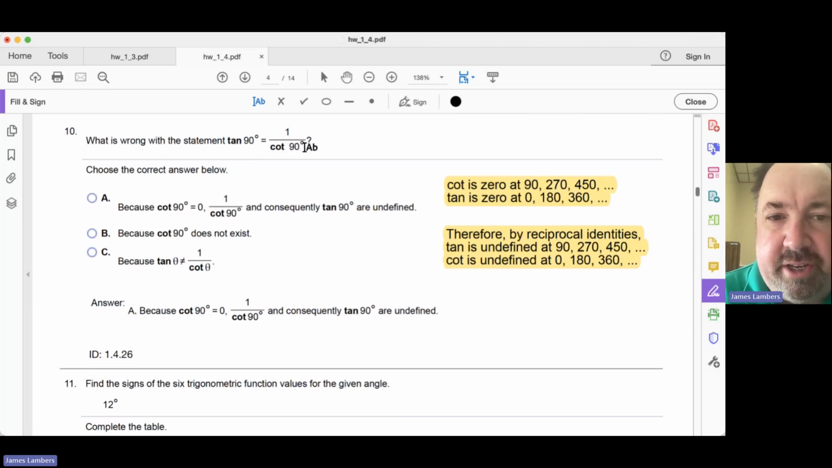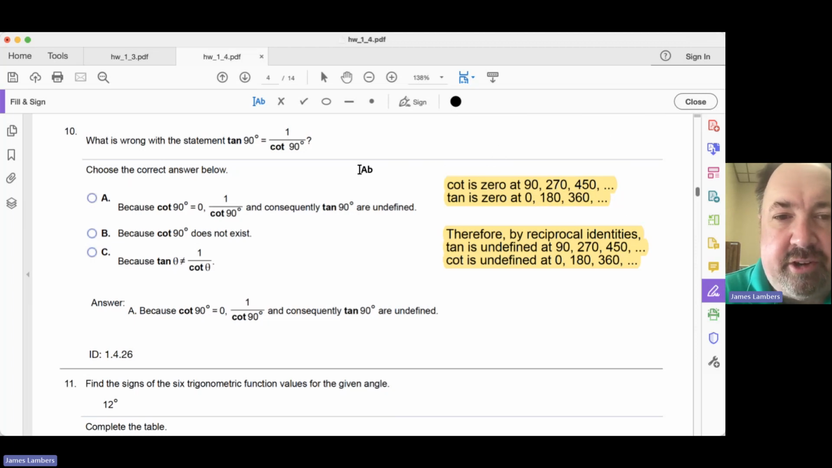Cotangent of 90 degrees is equal to 0. So cotangent is 0 at these angles, 90, 270, 450. So you start out with 90, and then you keep adding 180 to it, and cotangent is equal to 0 at all of those angles. Tangent is equal to 0 at all multiples of 180. So 0, 180, 360, 540, and so on.